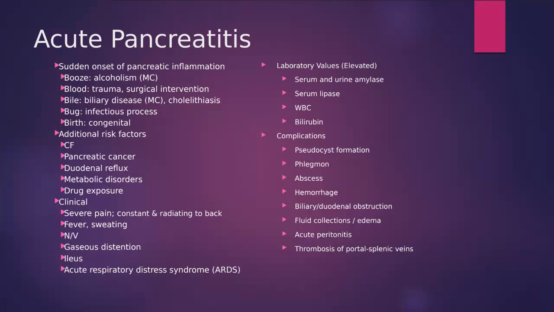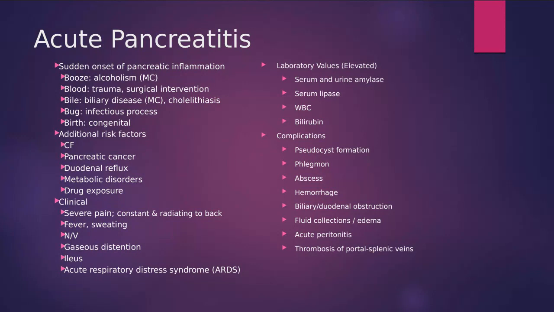Next, we have acute pancreatitis. So this is something that we oftentimes will see orders for, but unfortunately we can't help the patient as much as CT would be able to. So acute pancreatitis is the sudden onset of pancreatic inflammation. It's going to be mainly caused by what we know as the 5 Bs, and this is booze, blood, bile, bug, and birth. I don't make up these acronyms, but this is something that the registry likes to test you on. Kind of like the 4 Fs for cholelithiasis.